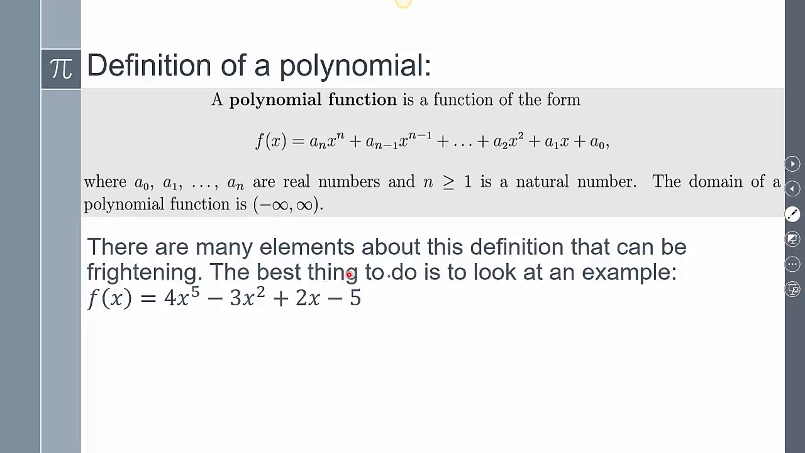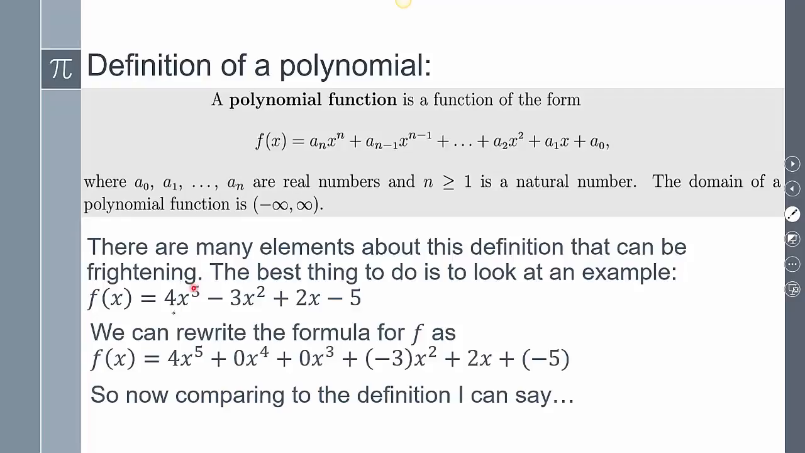Now, even though many elements about this definition can be frightening, it's best to take a look at this as an example. So if I had 4x to the fifth minus 3x squared plus 2x minus 5, I can rewrite the formula as this. Notice I didn't have an x to the fourth or an x to the third, so I say 0x to the fourth, 0x to the third. I do have a negative 3, that goes there. So just know that we do have those, and we will have to continue to use those.